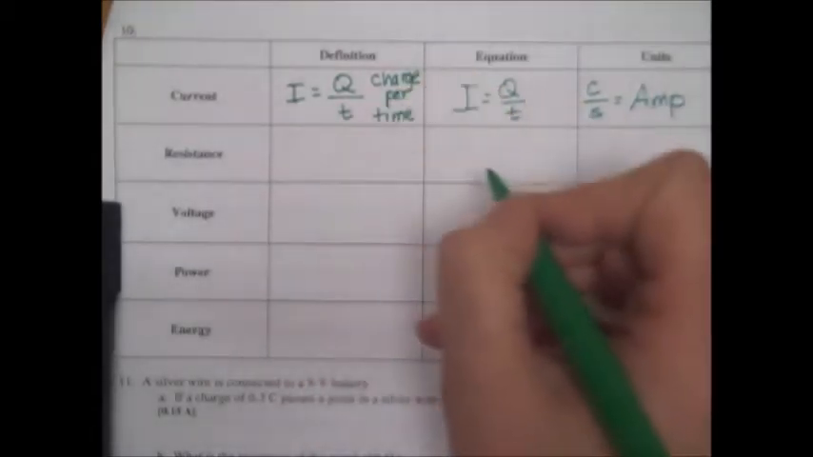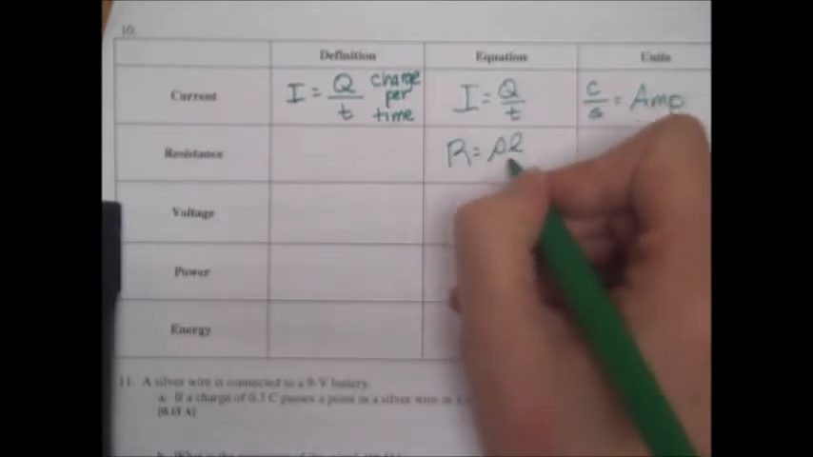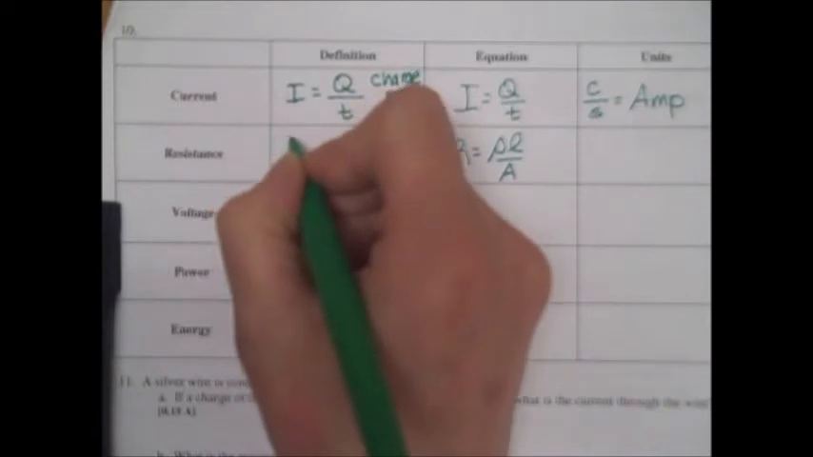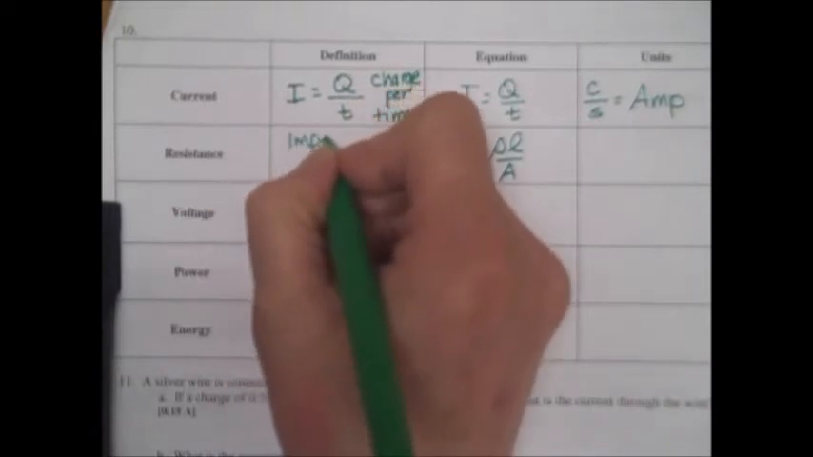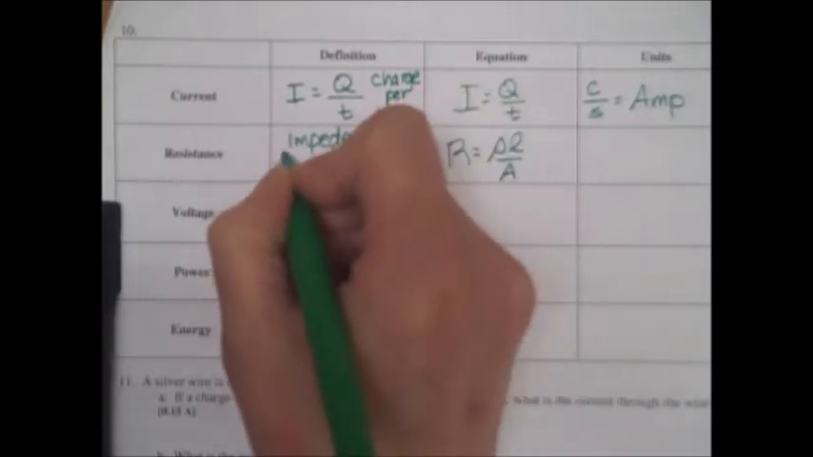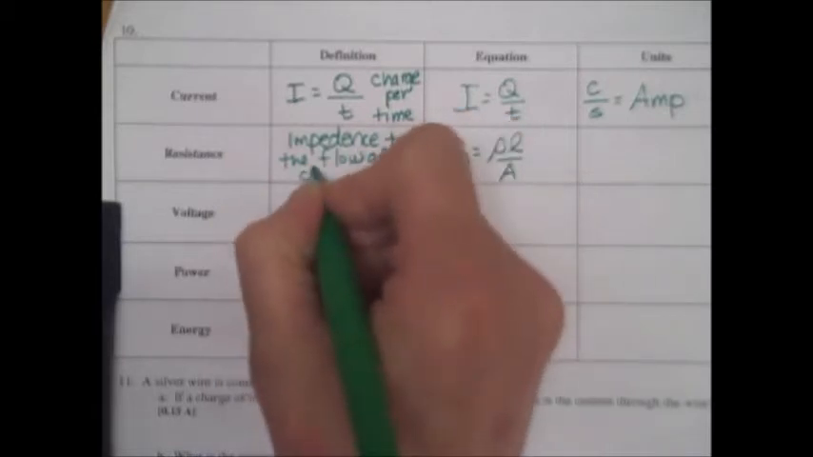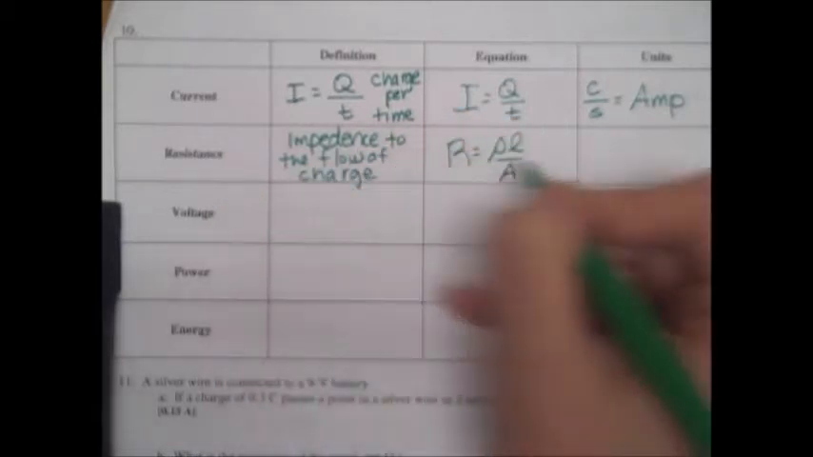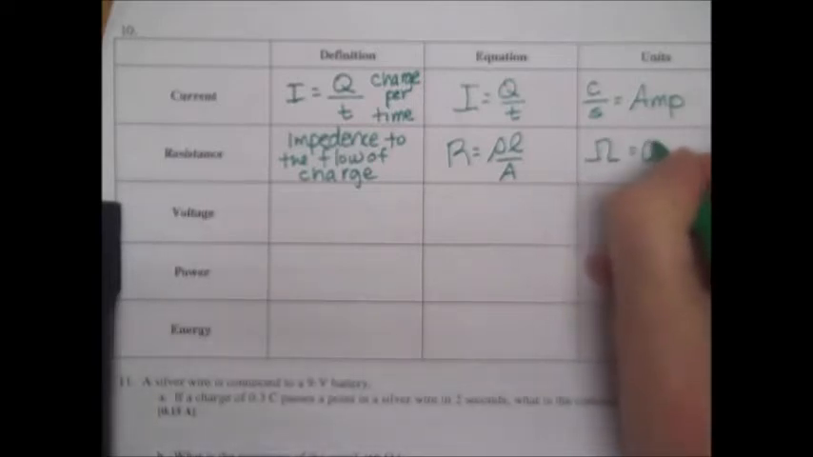The resistance is equal to rho L over A, or it is the impedance to the flow of charge. And the units for resistance would be in this omega symbol, or that is in ohm.